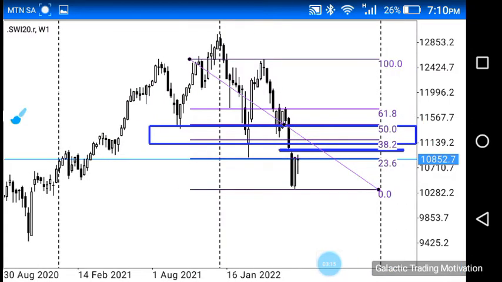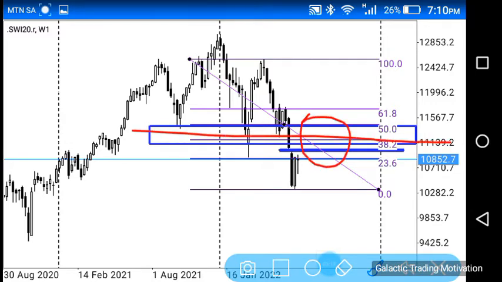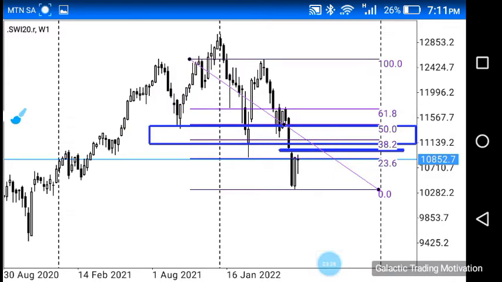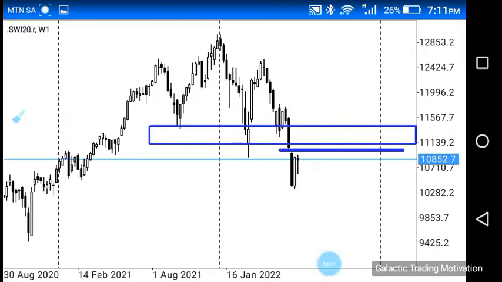So should price reach somewhere here, we would indeed be looking for further selling opportunities, and that is because one, we have the structure over here. Number two, we have the neckline. Number three, we have the neckline being in alignment with the 50% Fibonacci retracement zone. So let's proceed.